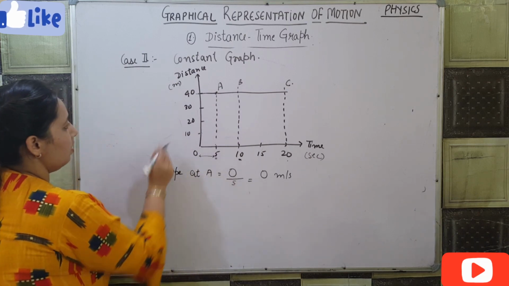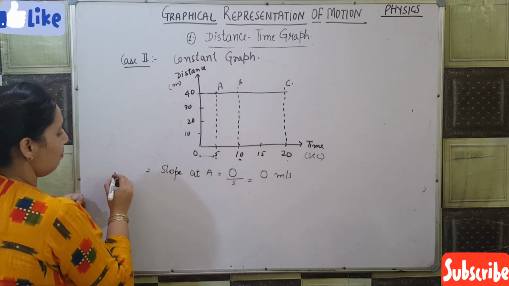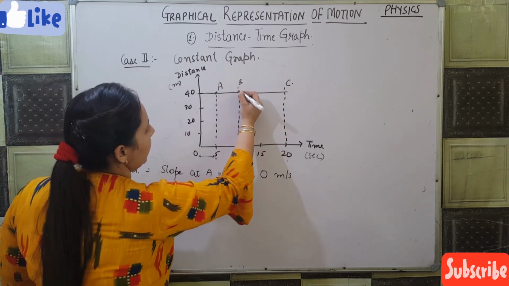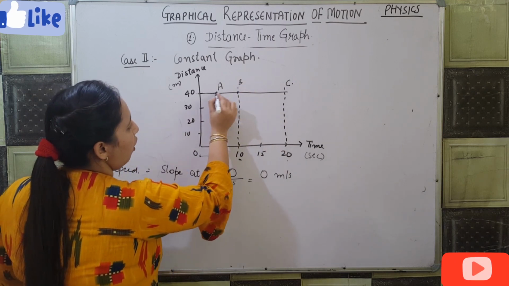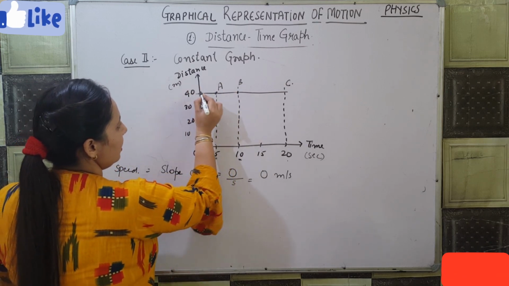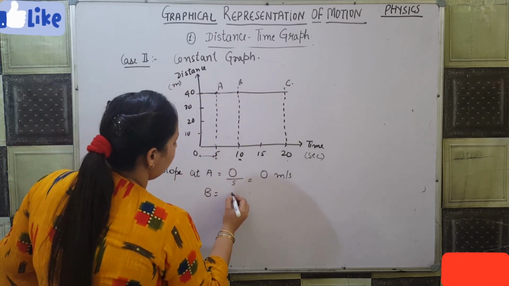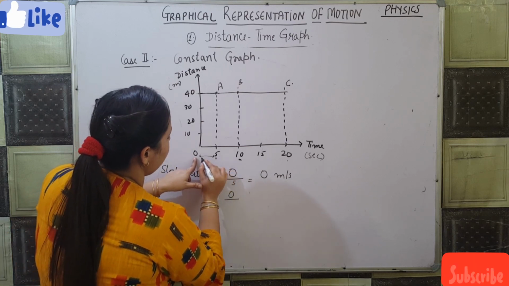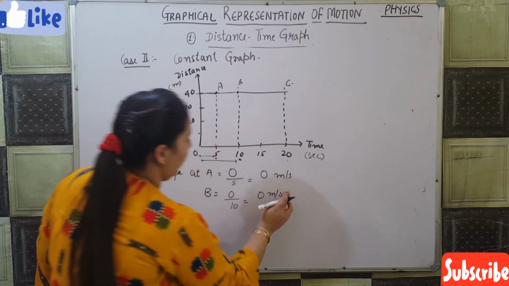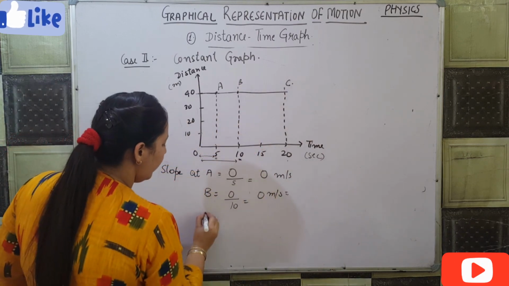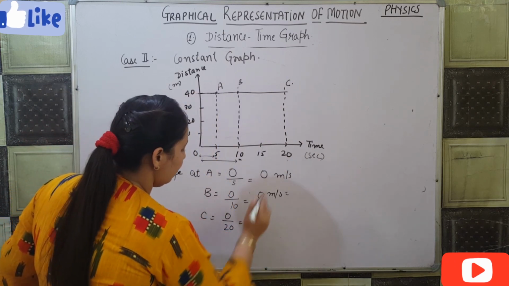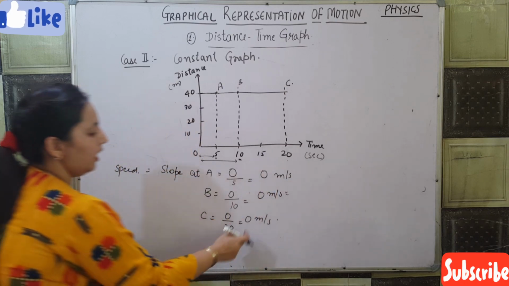The slope of a distance-time graph gives us the speed. Let's check at point B. From A to B, is there any change in the y-axis? There is no change, but the x-axis changes, that is 0 to 10. Here also speed is 0. At point C, there is no change in the y-axis, but there is change in the x-axis. So here speed is 0.